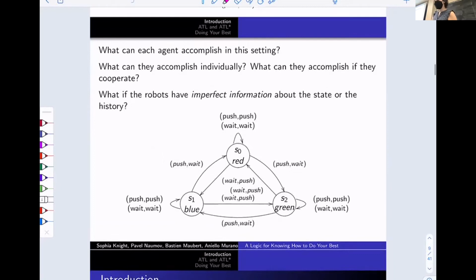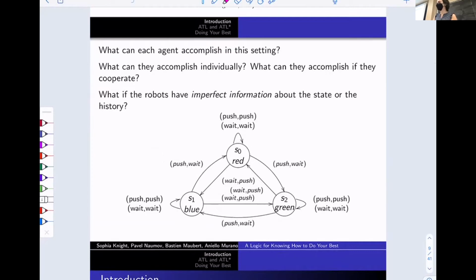And then to make things more complicated and interesting, we can ask, what if the robots have imperfect information about the state of the system or the history of the system, where it was in the past? Then things become different, right?